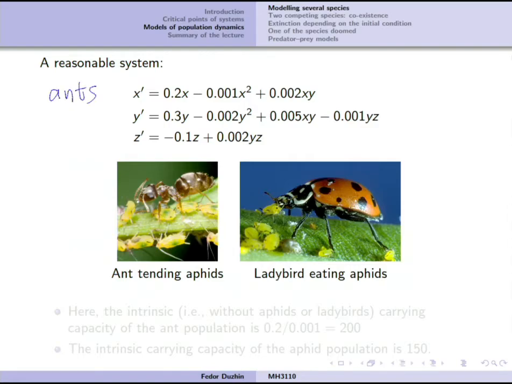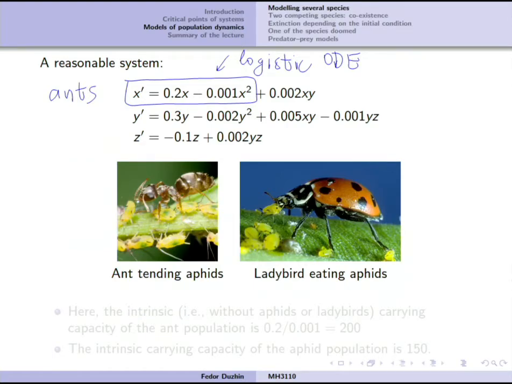And notice the following. Without any other variables, so if say y is 0 and z is 0, we would have a logistic differential equation here. For small populations of x, the growth rate is proportional to the population, but for large populations, it is bounded by restricted resources.